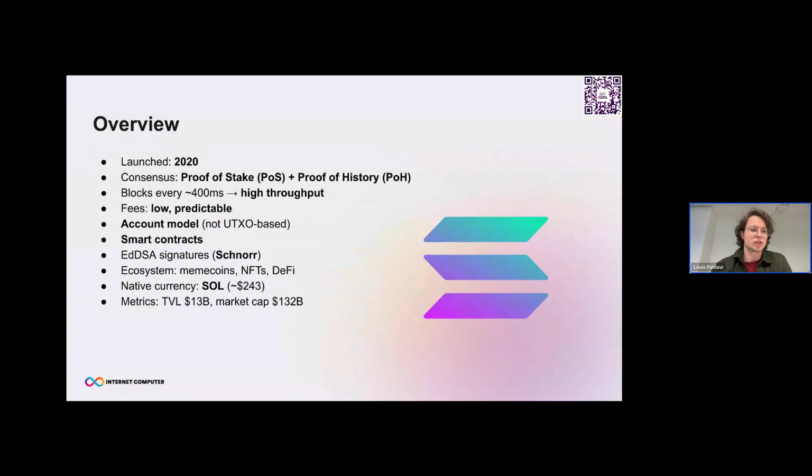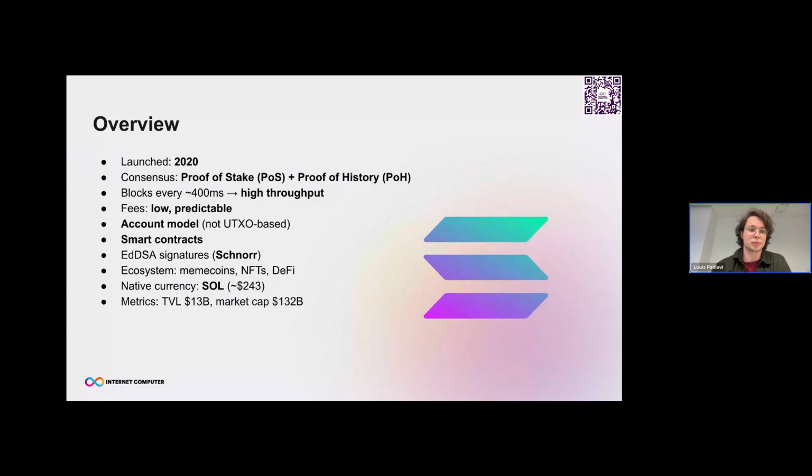So Solana was launched in 2020. Its consensus is based on proof of stake as well as proof of history. It has a very fast block time of about 400 milliseconds. And we can contrast this with Bitcoin's one block every 10 minutes, or the ICP's one block roughly every second. Its fees are very low and predictable. It's based on an account model, which again contrasts with Bitcoin's UTXO model.